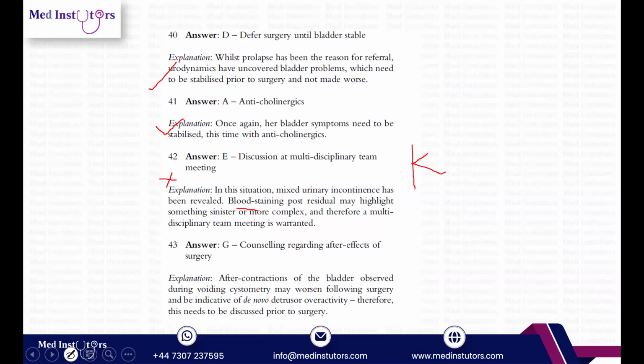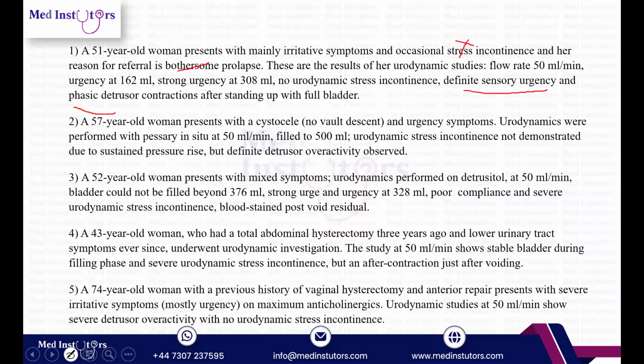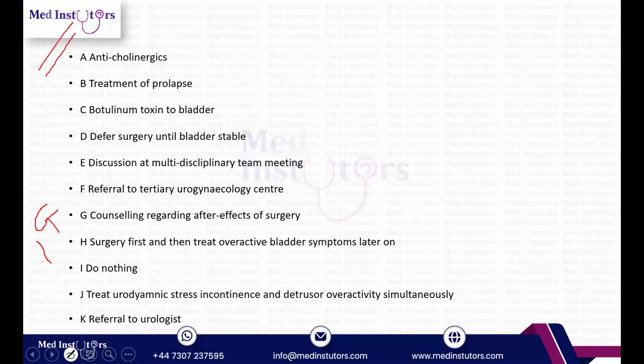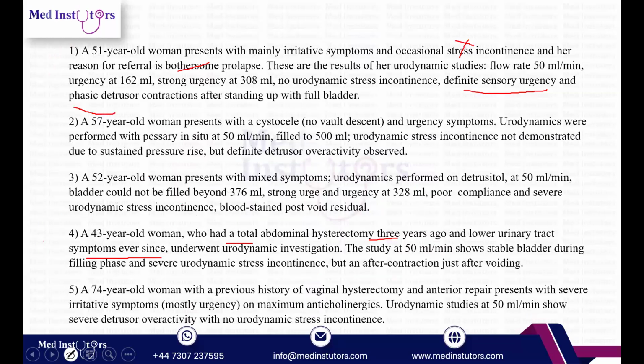Okay. Next is counseling regarding after effects of the surgery. The explanation they've given is that after contractions of the bladder observed during voiding cystometry may worsen following surgery and be indicative of a de novo detrusor overactivity. Therefore, this needs to be discussed prior to surgery. This again doesn't make sense because she's already had surgery. She had a total abdominal hysterectomy 3 years ago, and lower urinary tract symptoms have developed ever since. So what more surgery they want to do, I have no idea. So this again, I would go with an MDT. So this answer would be, what was the MDT? It's E. I would go with E for this.